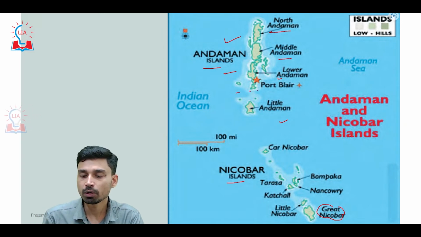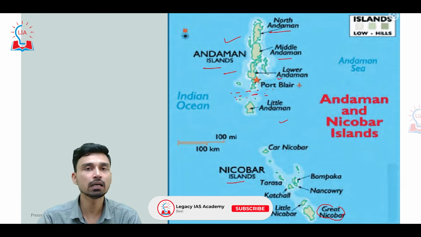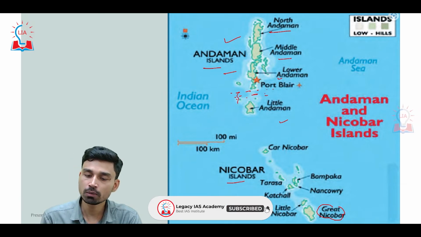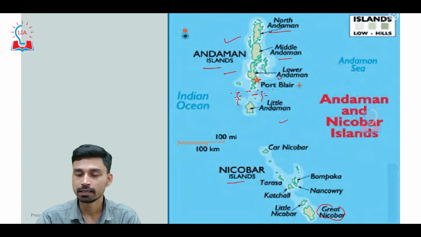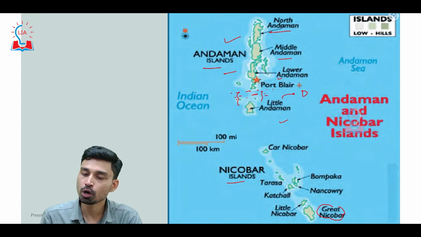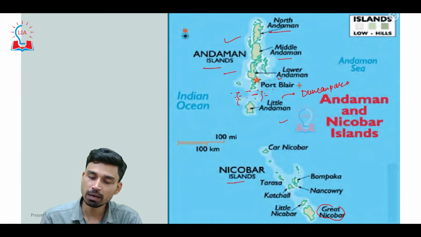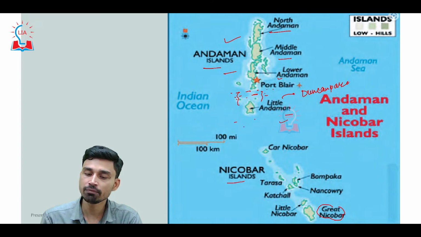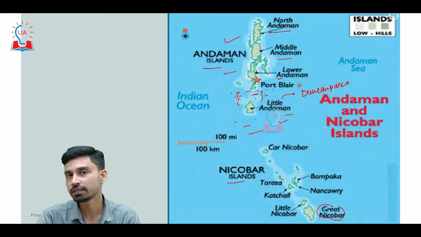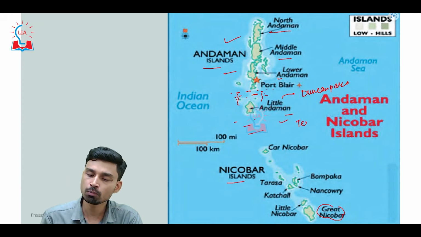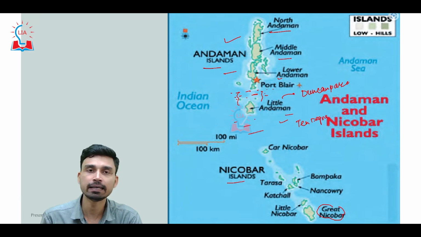Now, interestingly, what we have to remember here is that between South Andaman and Little Andaman, we can see there is a water body or water passage that is acting as a dividing line. This water passage or water body is also known by the name of Duncan Passage. Similarly, between the Andaman and Nicobar Island groups, again we have a water body that is separating these two island groups, and this particular water body is known as the Ten Degree Channel.